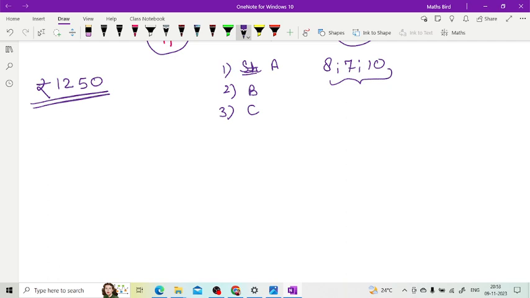Now how you will distribute it, right? Very easy. See, total amount, what is the total amount? Total amount is equal to 1250, right? And in ratio, what is the total?